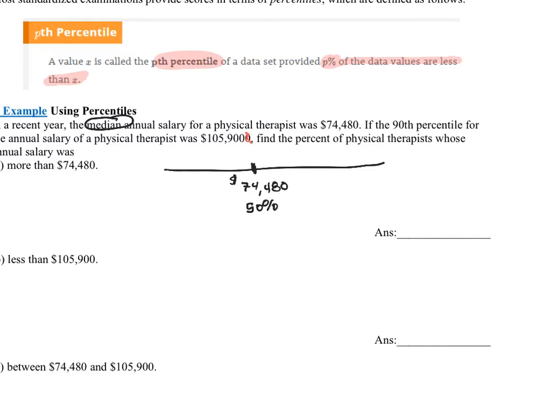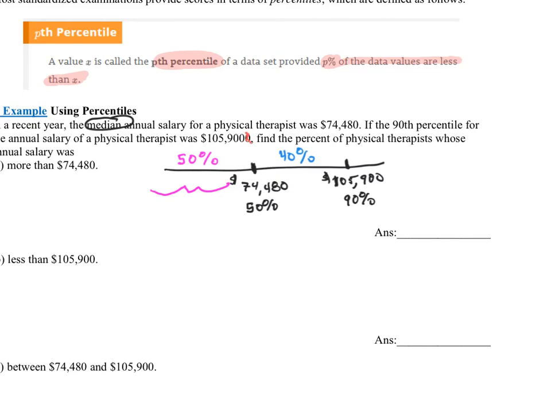Okay? It says if the 90th percentile for the annual salaries was 105,900, so I'm going to put that over here. That's the 90th percentile. That means 90% of the people scored below that. So what do I know? I know 50% are in this block right here. And then if that top block's 90%, then I know that 40% have to be in the block between 74,480 and 105,900. All I did for that was the 90% minus the 50% gave me the 40% in between.